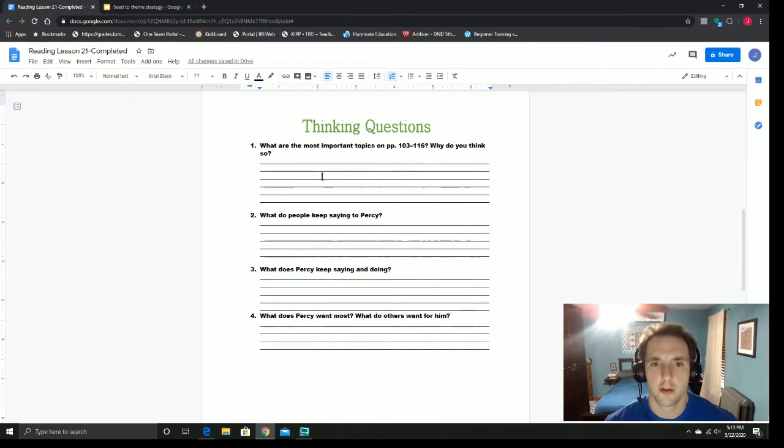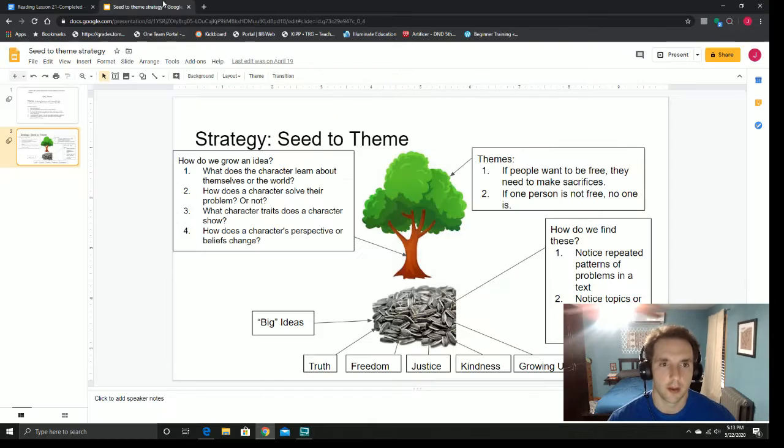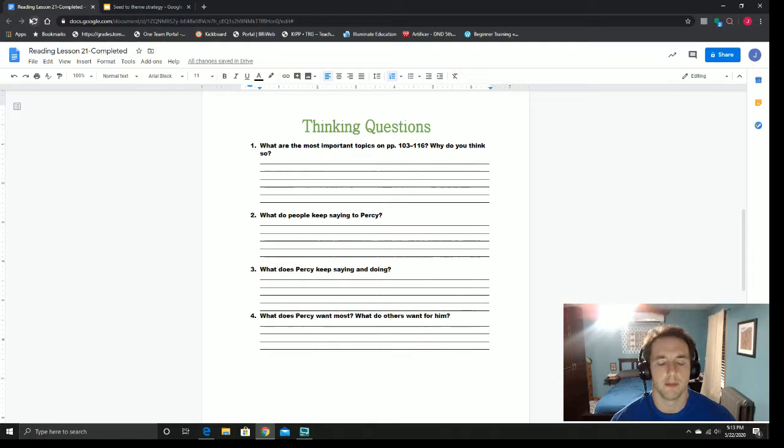The topics or ideas are things that we've mentioned before, like kindness, growing up, justice. These are some really, really big ideas that are shown throughout the chapters that might lead us to our theme. And before we get to this, I think we can use 2 and 3 to actually help us find these important topics. And so we're going to skip over 1 for a moment. And we're actually going to go to 2 and go to 3. I'm going to have you do them both at the same time.